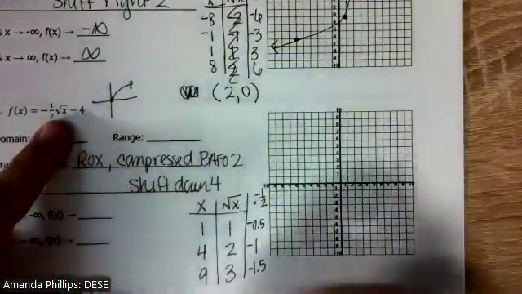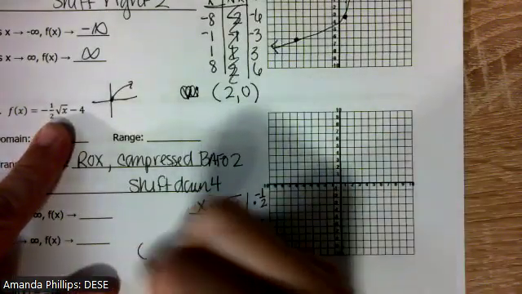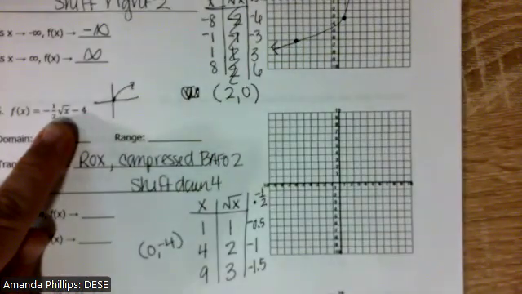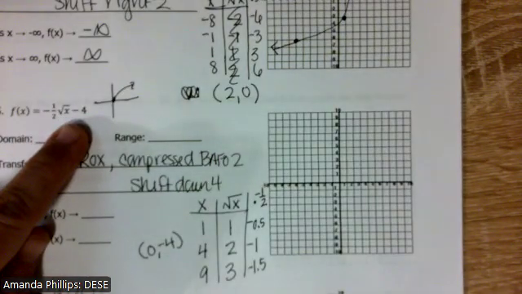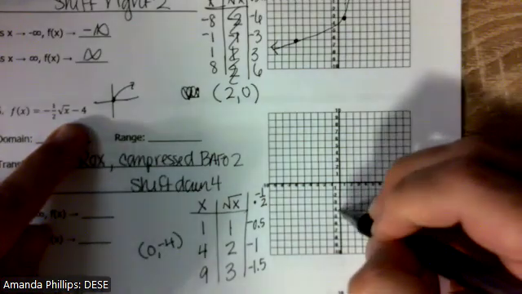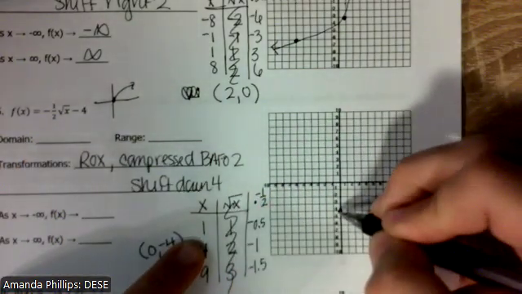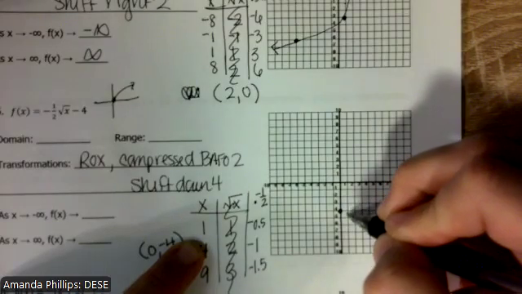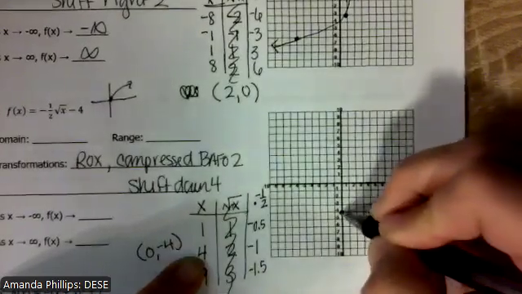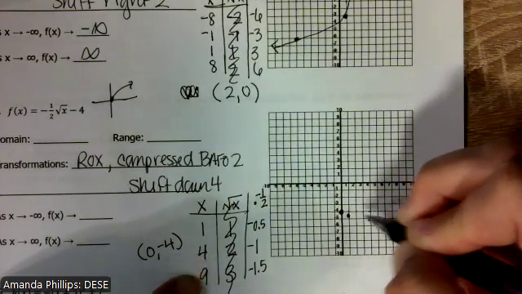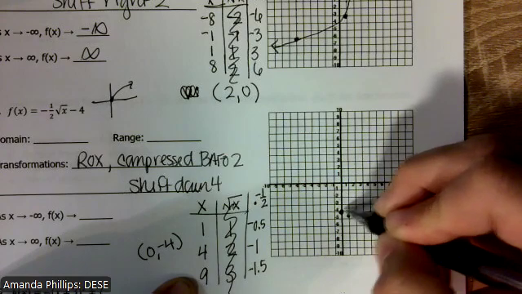So our vertex is going to be (0, -4), because there is no h, there's no shift, but we are going down 4 with the k. So (0, -4), and then we're moving, okay? From the vertex, if I go right 1, I'm going down a half. I'm going right 4, down 1, and then I'm going right 9 and down 1/2.